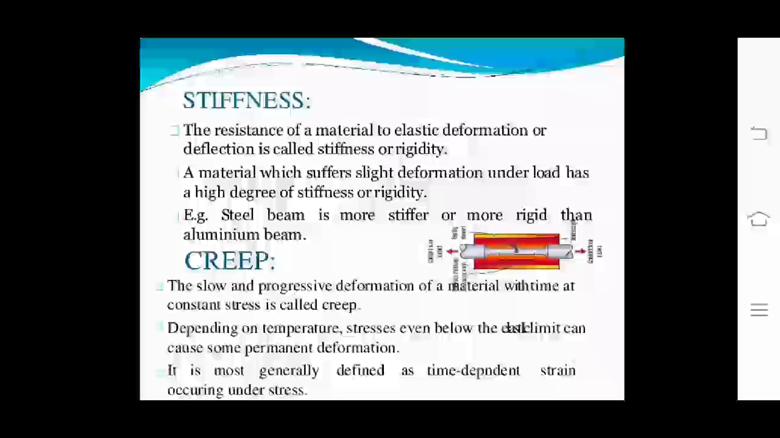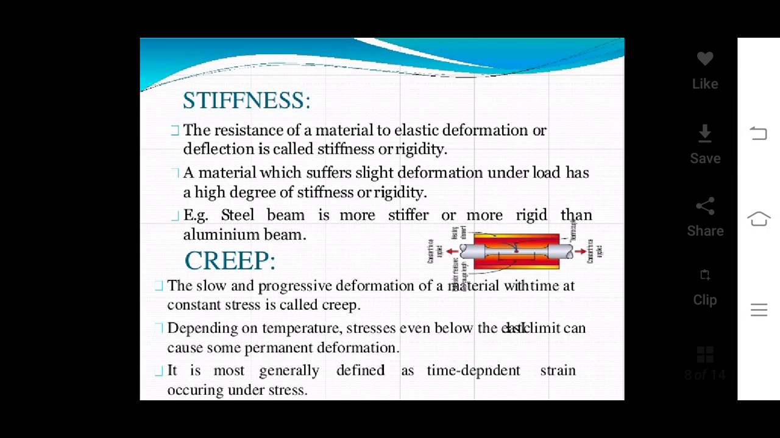The next property of steel or metal is stiffness. The resistance of a material to elastic deformation or deflection is called stiffness or rigidity. A material which suffers slight deformation under load has a high degree of stiffness or rigidity. For example, a steel beam is stiffer, or more rigid, than an aluminum beam.